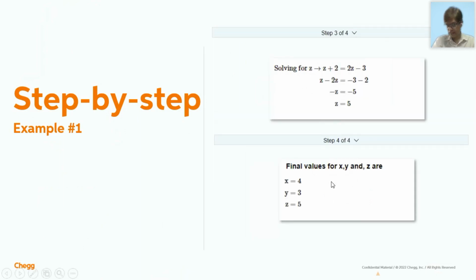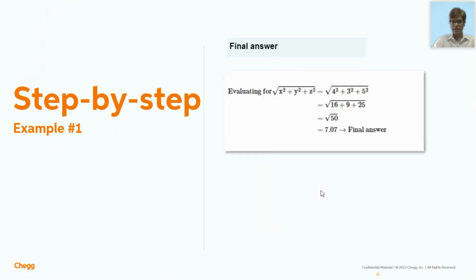And then in step 4, you will list out the values which you have just found out. So x, y, and z, you will just put the values there in step 4. And then in the final answer, you will provide the final answer for the original expression square root of x squared plus y squared plus z squared. So this is the place where you will be putting the final answer.